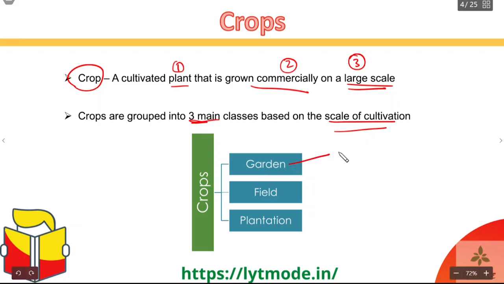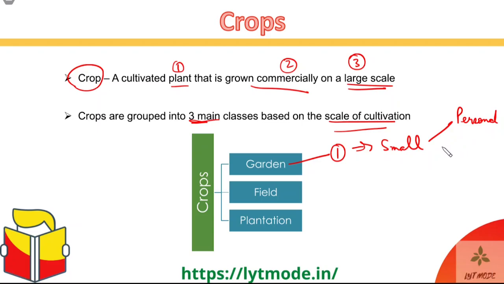So the first class is garden crops. Garden crops are basically the ones which are grown on a very small scale, basically at the back of your house, or in your garden, that's where they are grown. And the purpose of growing garden crops is also either personal consumption or a very very small scale.